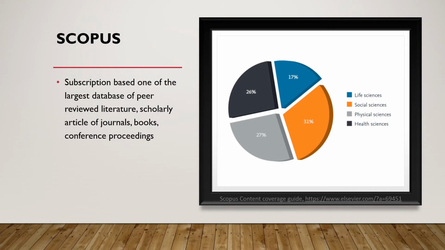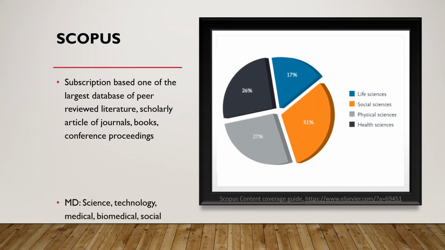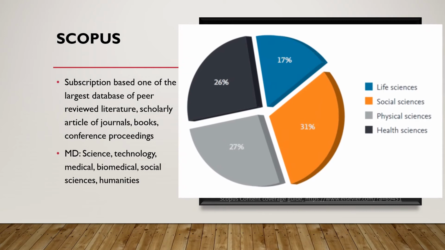Now let us take the very first database, which is one of the largest databases covering various subjects, covering various contents, including scholarly articles of journals, books, conference proceedings, etc. Friends, Scopus is a multidisciplinary database. It covers science, technology, medical, biomedical, social sciences, humanities in its database.